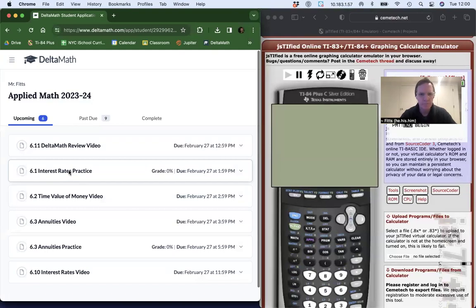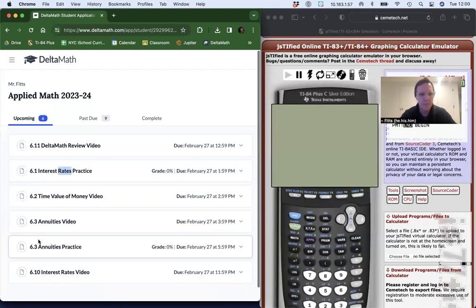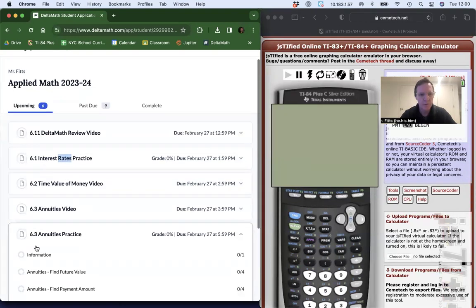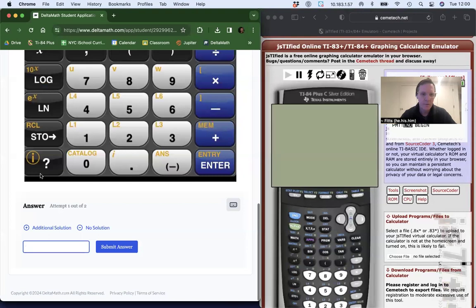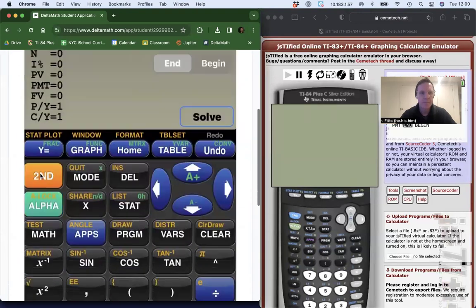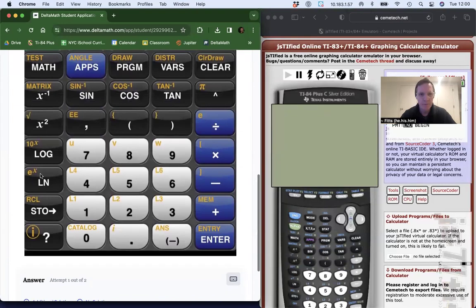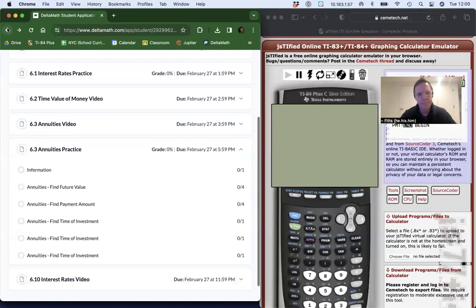I'm not sure why these aren't posted in order, but anyway. We don't want the interest rates practice. We want these annuities practice problems. So let's take a look at one of these. There's a little information there, you can read through that. It kind of tells you that you should use TVM Solver. There are a couple of free applications which I'm going to show you. I think they're free anyway. But let's take a look at some practice problems.